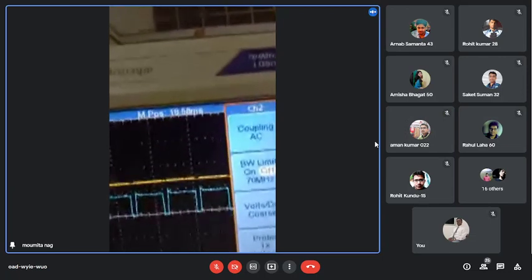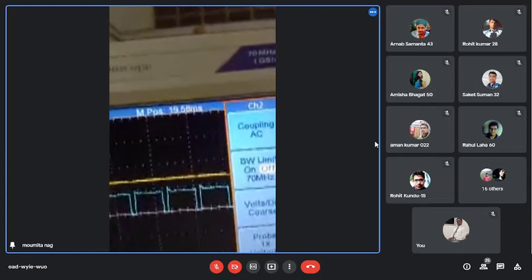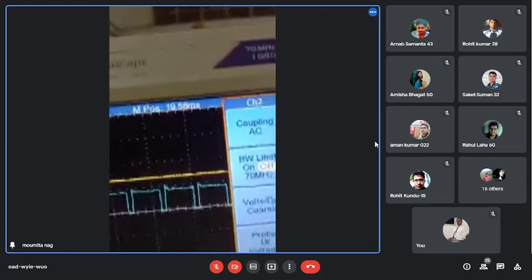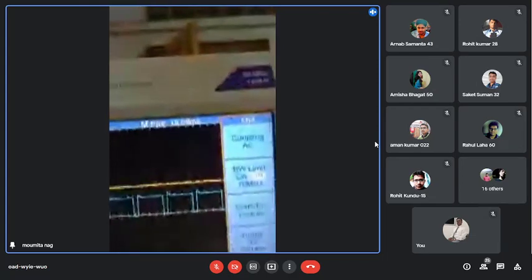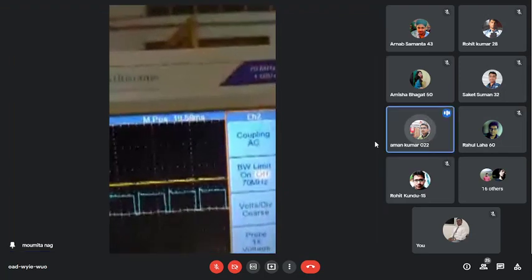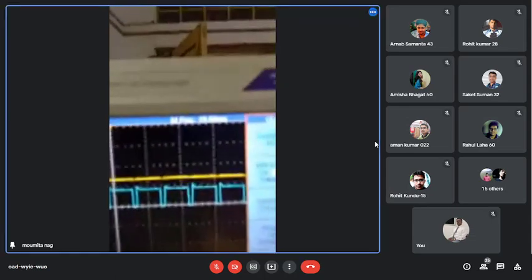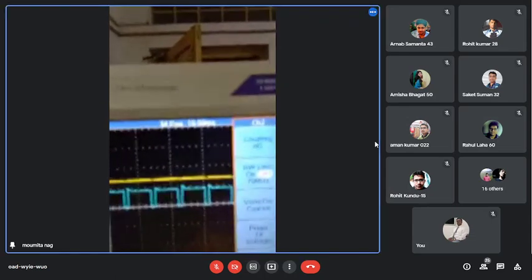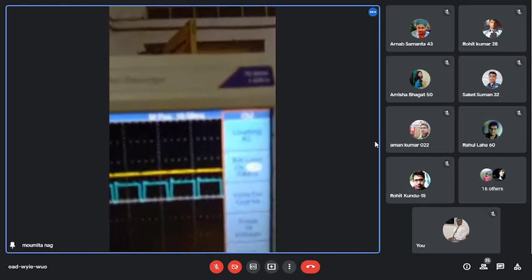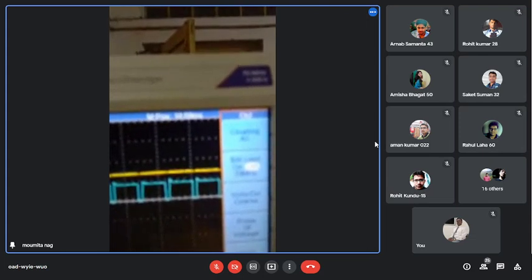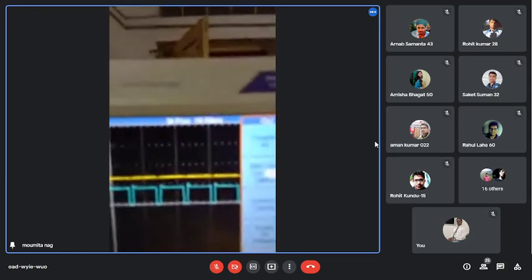So what is the time period? Time per division at 500 microsecond. 2 millisecond. Time period. Two millisecond means frequency. What is the frequency? 0.5 kilohertz.